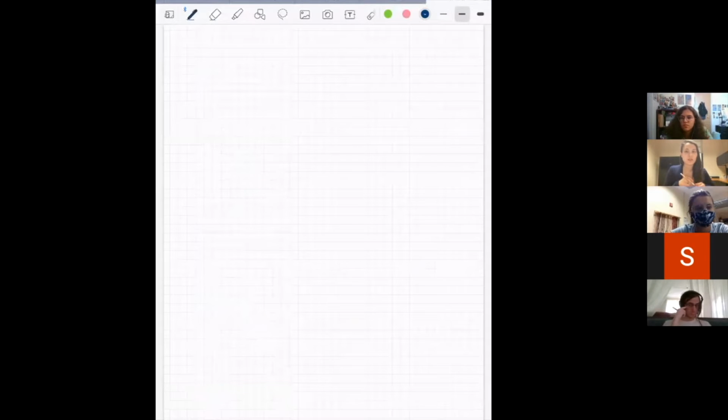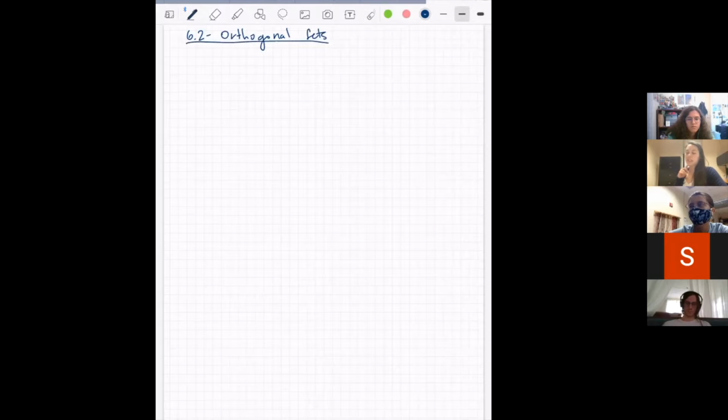Okay, cool. So we are still on 6.2, right? So we are talking about orthogonal sets a little bit more. We did define orthogonal sets last time. We talked about dot product and orthogonality. And we are going to first talk about projections and then define an orthogonal basis.